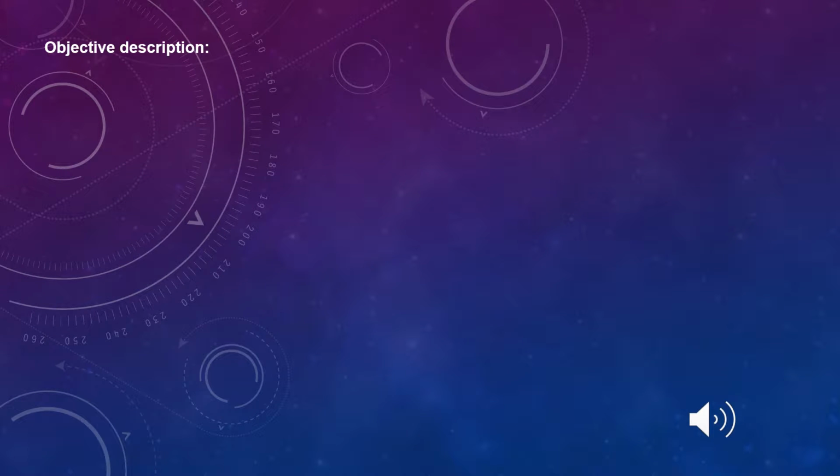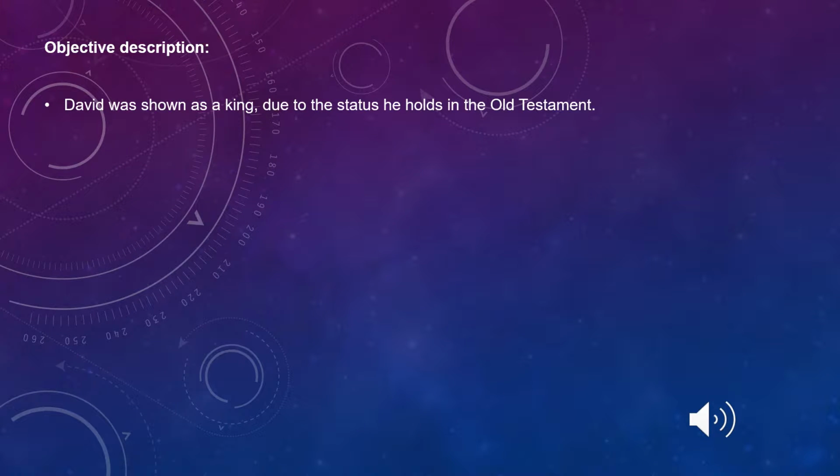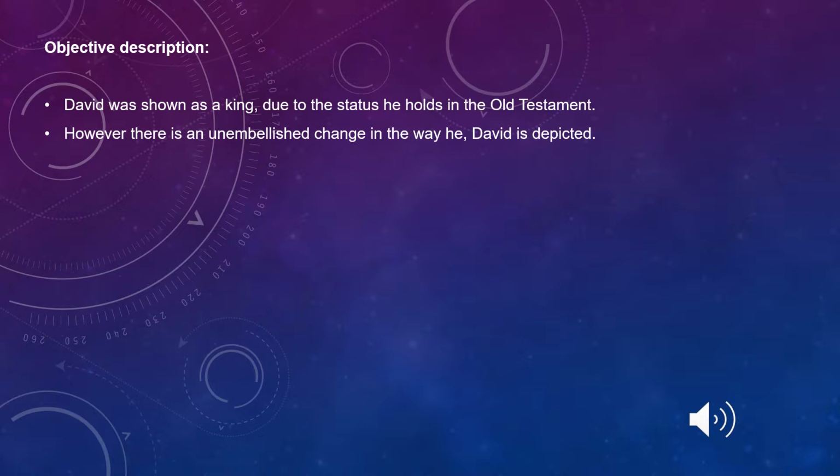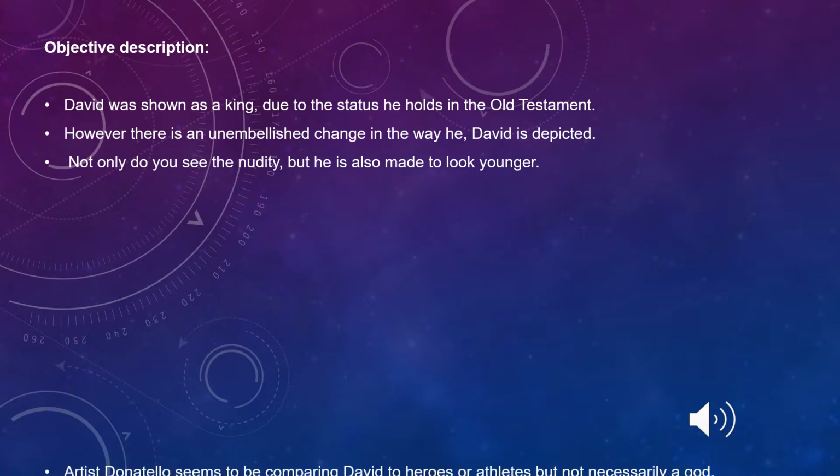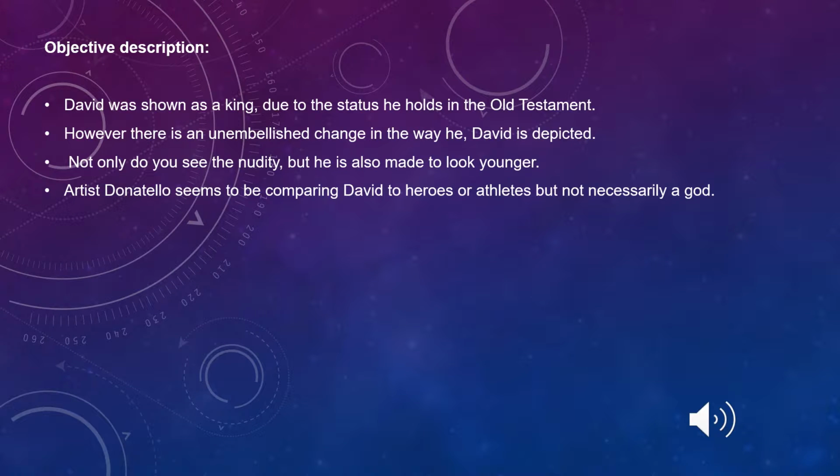Objective description of Donatello's David. David was shown as a king due to the status he holds in the Old Testament. However, there is an unembellished change in the way David is depicted. Not only do you see the nudity, but he is also made to look younger. In the Middle Ages, nudity was not commonly used in art, with the exception of certain moral frameworks.